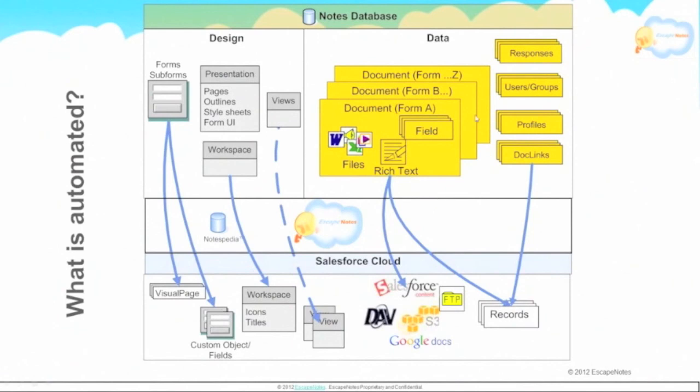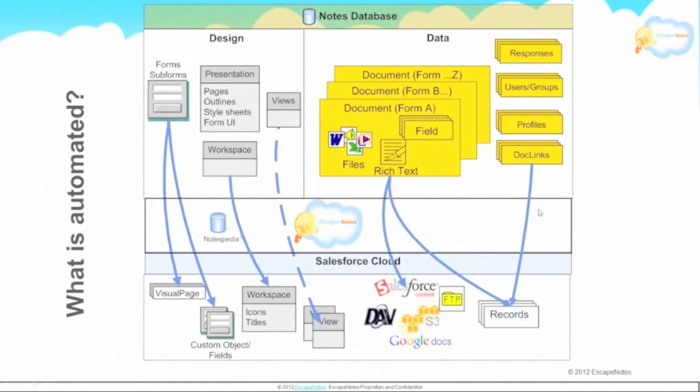On the data side, we preserve 100% of the data, and that's in the form of file attachments that go to Salesforce, S3, Google Docs, FTP, WebDAV, wherever you want them. The fields, as we talked about, we are capable of provisioning users, as I mentioned before. We can respect profiles, if you know what those things are, doc links, as well as a response hierarchy.